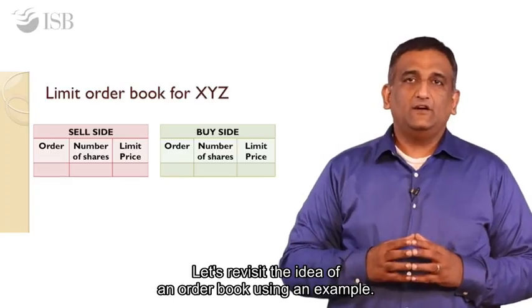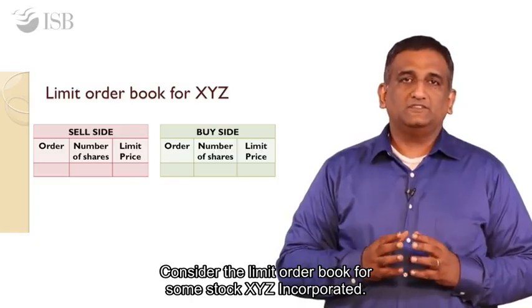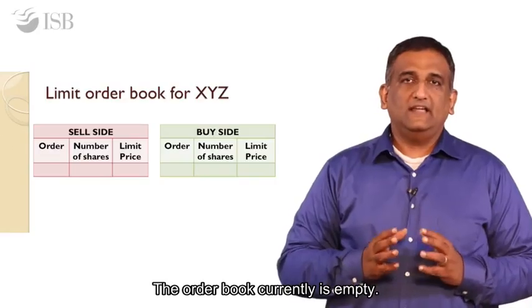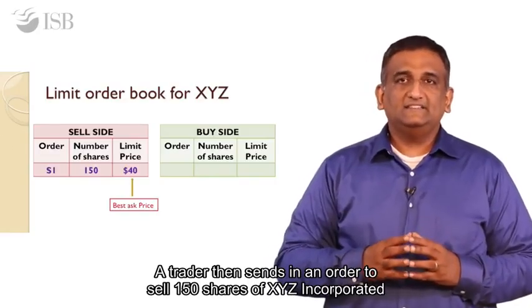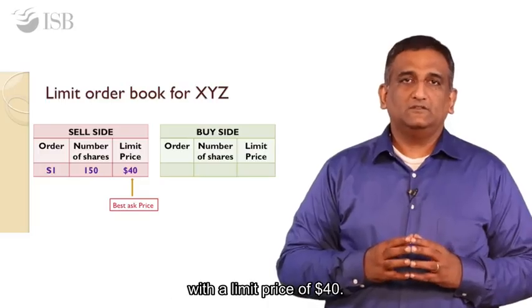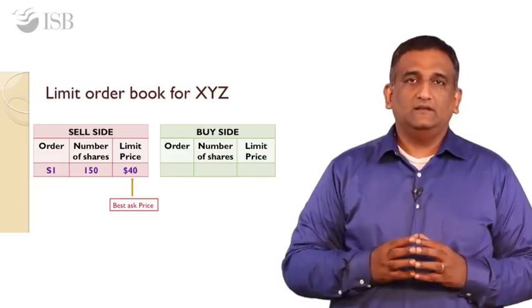Let's illustrate the idea of an order book using an example. Consider the limit order book for some stock XYZ Incorporated. The order book currently is empty. A trader then sends in an order to sell 150 shares of XYZ Incorporated with a limit price of $40. For ease of reference, let's call the sell order S1.